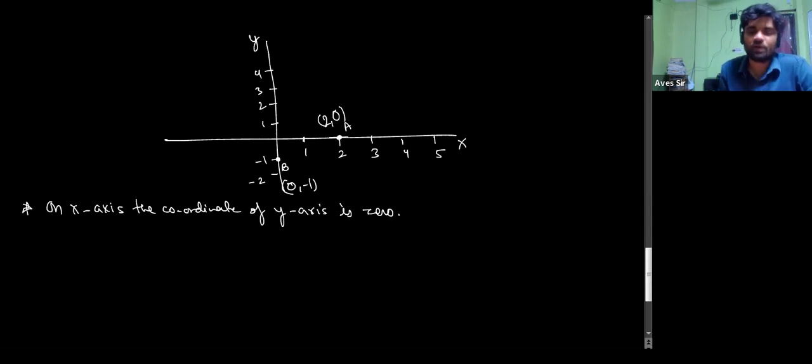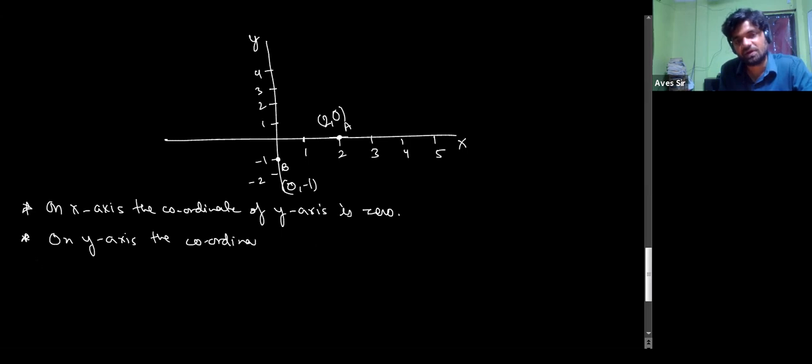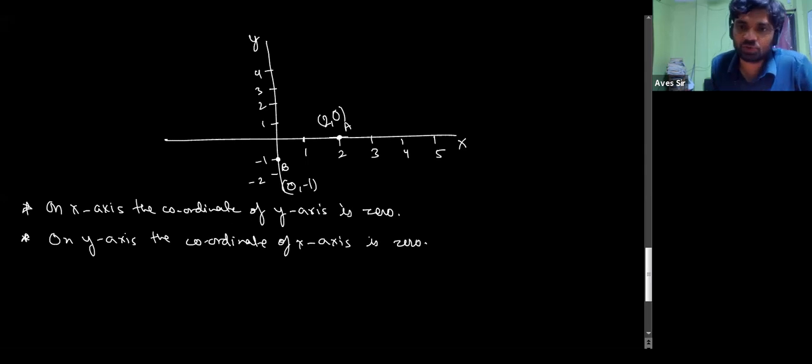Okay, so how can we say that... here's another question, let's take another question. So we can write here another point on the y-axis. On the y-axis, the coordinate of x is 0. Okay, the x-coordinate is 0. Got it? Let's move further.